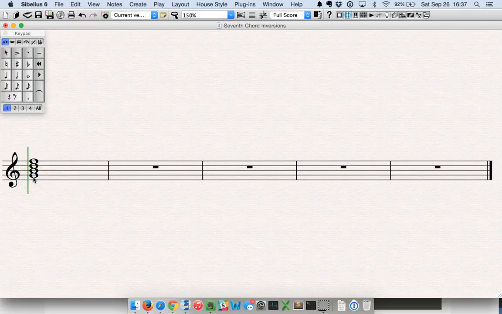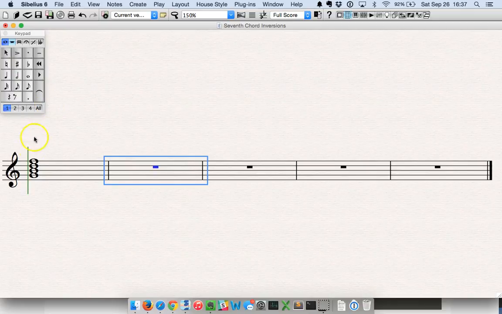You'll notice the root is on the bottom, then you have the third, the fifth, and the seventh, nicely stacked all on lines. Again, one way that you can tell it's in root position is if all the notes in that chord are not only on just lines or just spaces, but all within one octave. And this is the same case for seventh chords. So this is in root position right here.